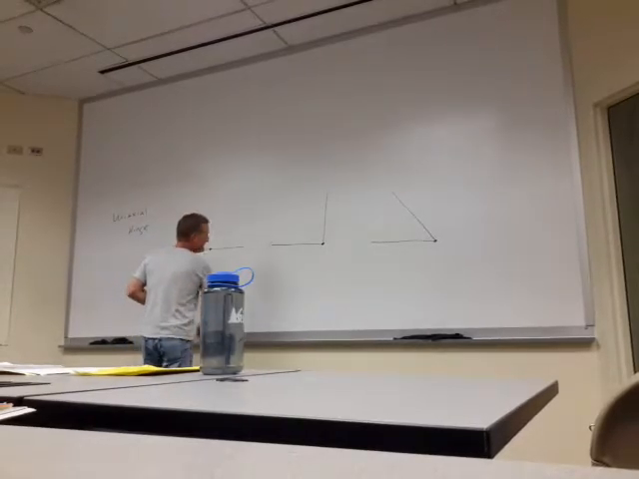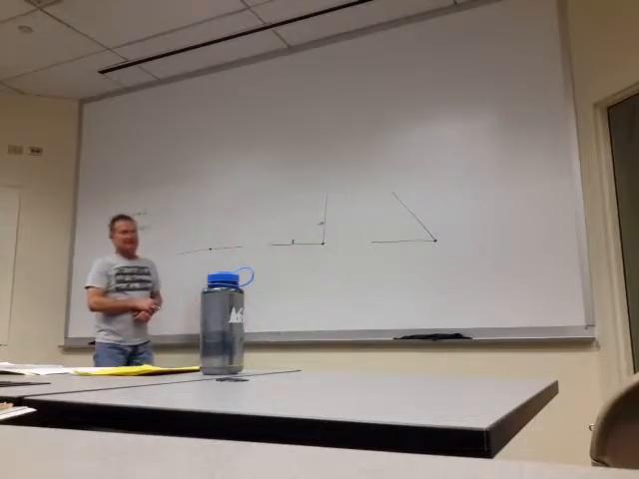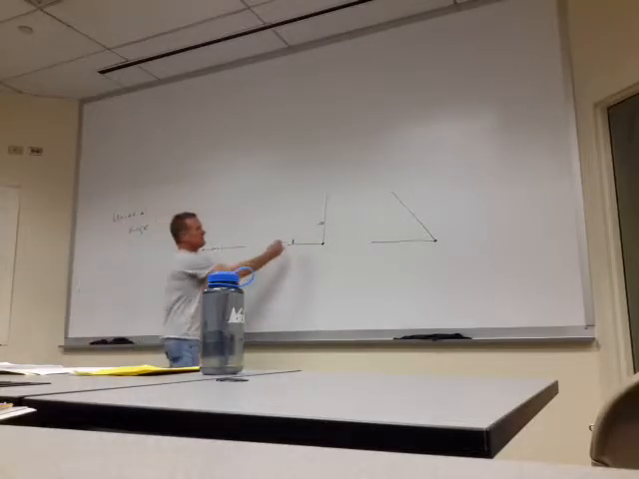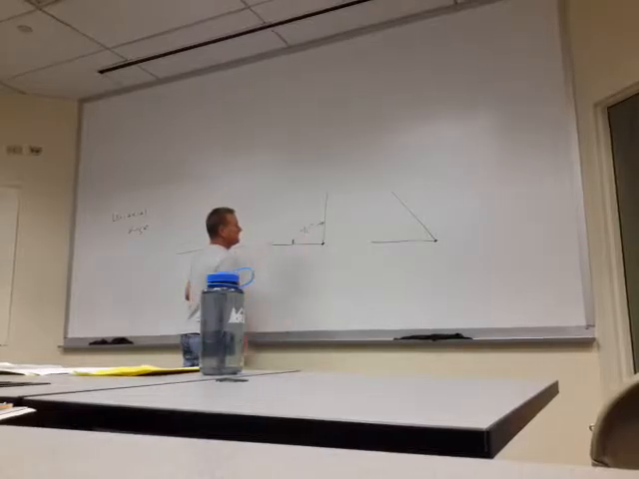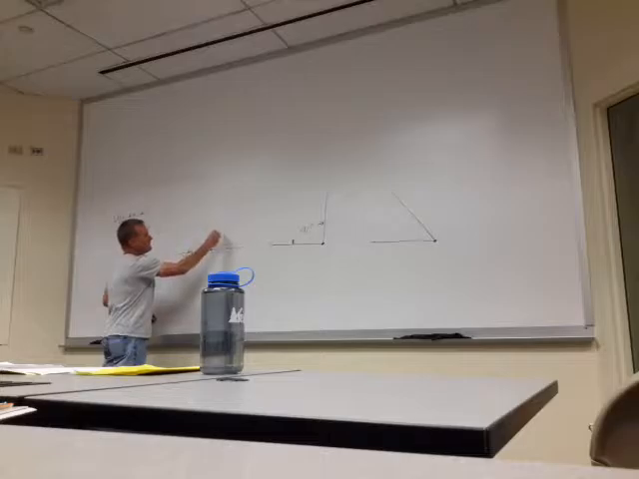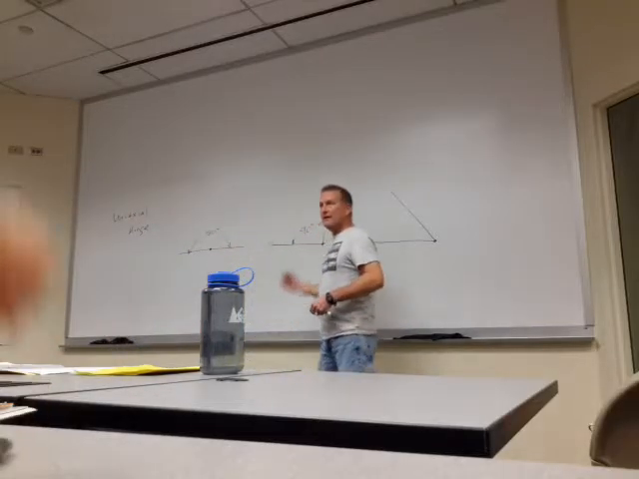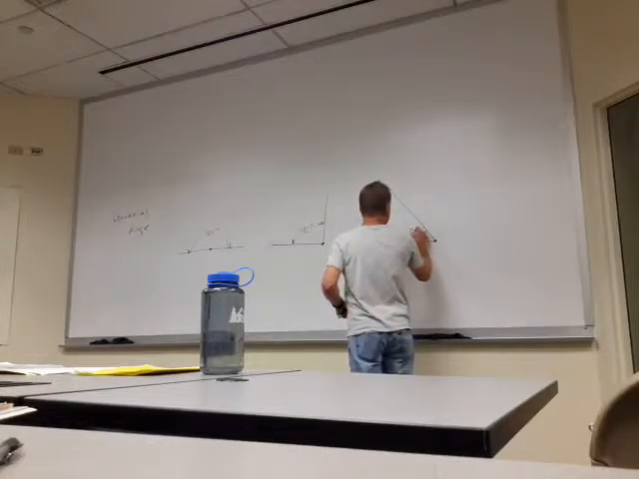Elementary school geometry. You all learn to use a protractor and measure angles. What's the angle there? 180. What's the angle of a straight line? 180. That's about 45. About 45, yeah. That was my intent.